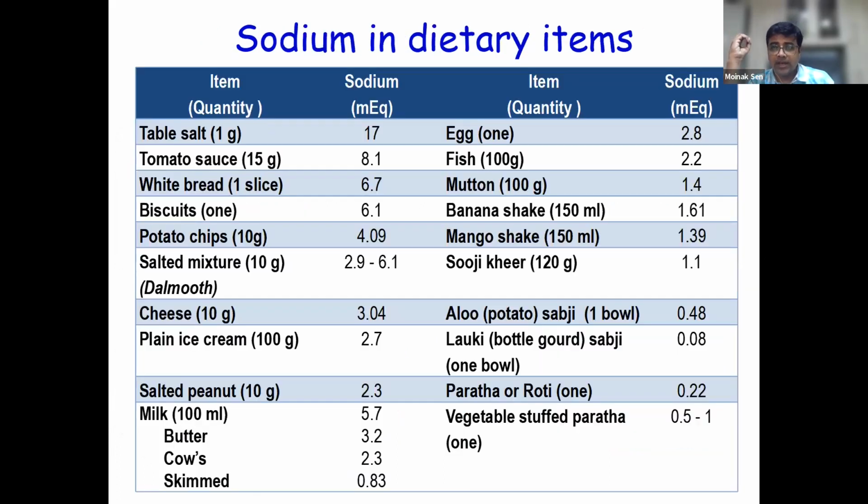So some of the items that contain high sodium are table salt, sauce, breads, all bakery products, packeted products, ice creams, even milk to a certain extent contains salt, but not too much. And the items that do not contain too much salt are your regularly available items such as egg, fish, all the meats, and all the fruits and vegetables that we usually get.